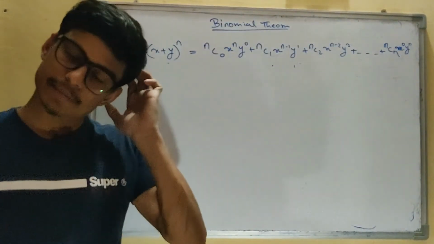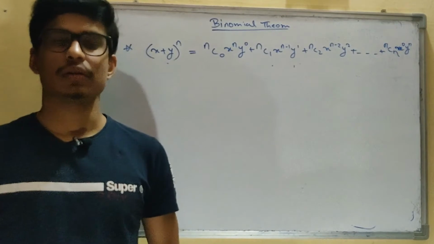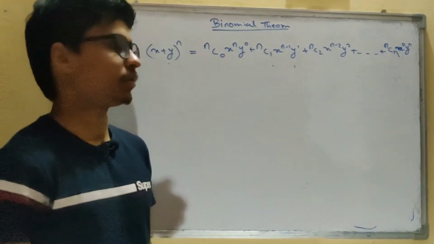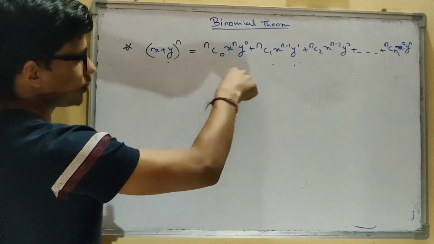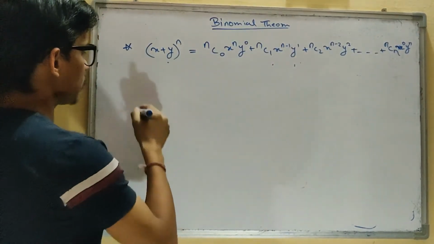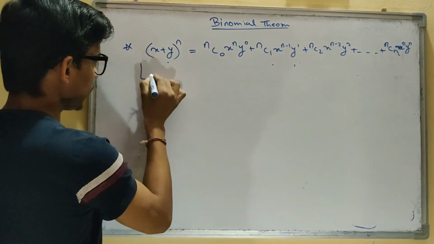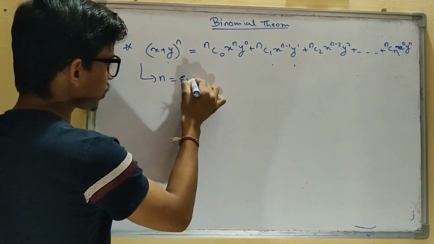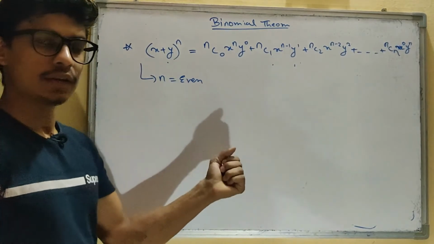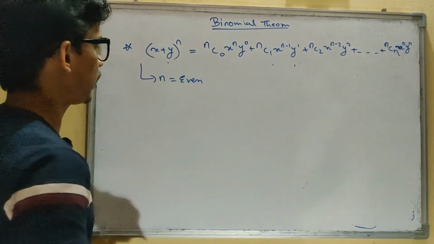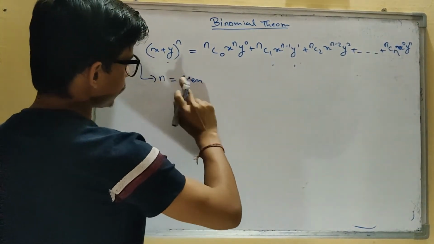Okay, next thing is middle terms. Sometimes they ask you to find the middle term of the terms in the expansion also, right? So (x + y)^n, the total number of terms is going to be n + 1. So there are two cases. When n is even: so if n is even, then what will happen?